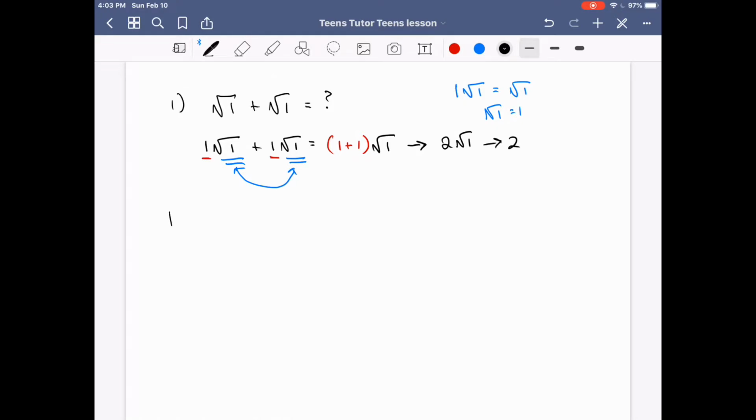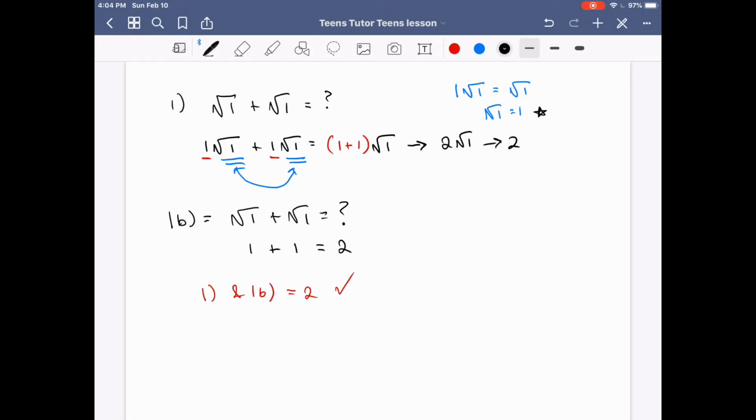Now let's solve this in a different way. We're asked again, the square root of 1 plus the square root of 1 equals what? We also know that it equals 1 plus 1, because the square root of 1 translates to 1, and the other square root of 1 translates to 1. That equals 2. So we just found out that example 1 and example 1b are both equal to 2.